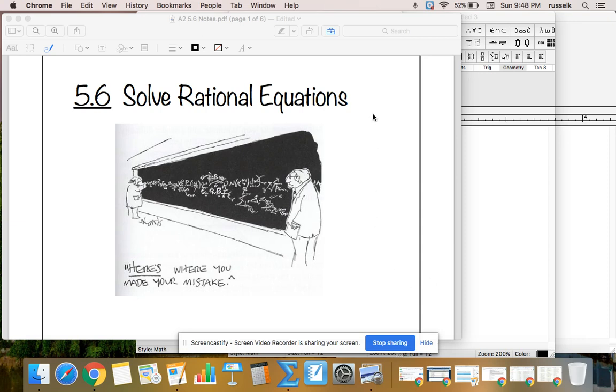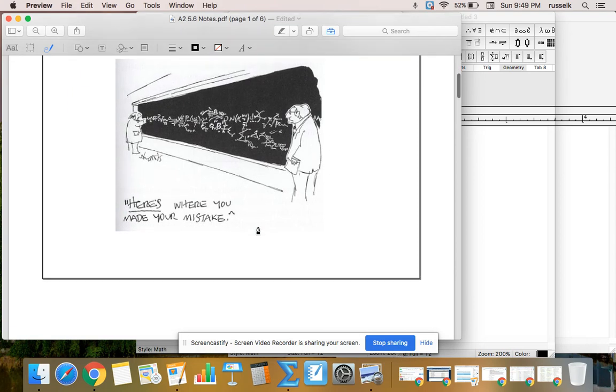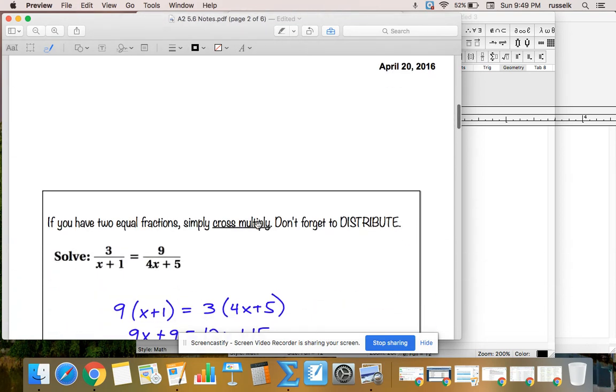Today we are going to finish up our rational section with section 5.6, solving rational equations. So we'll be solving equations that have fractions in them. Basically, there's going to be two types of problems that you're going to come across.